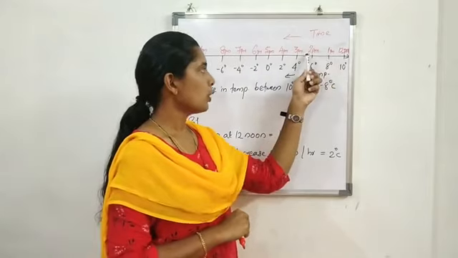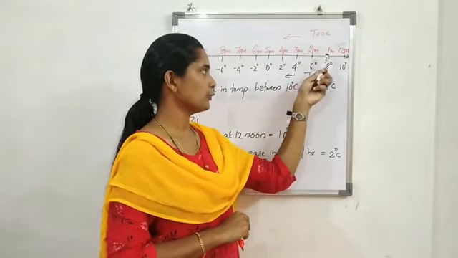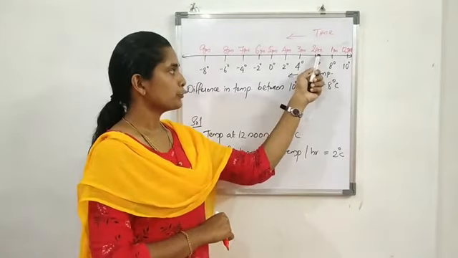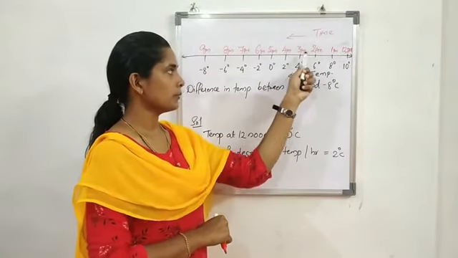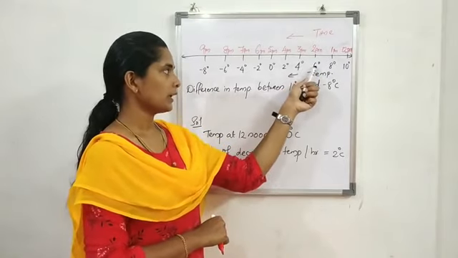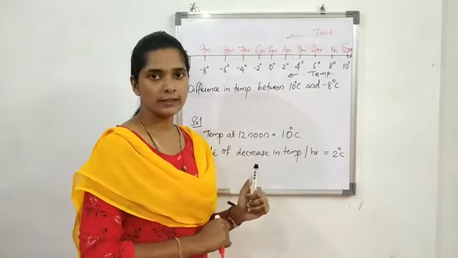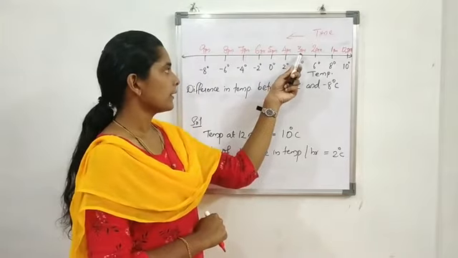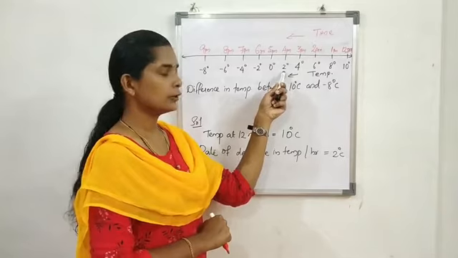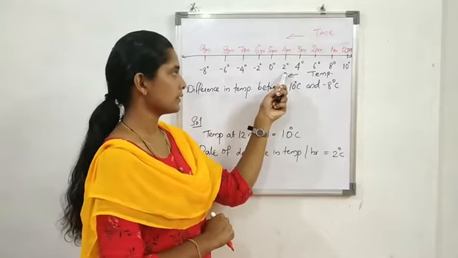Then 2 o'clock, the next 1 hour, again 2 degrees Celsius decreasing. After 1 hour, that means 3 p.m. Again 6 minus 2, 4 degrees the temperature. Next, 3 to 4, again decreasing, it is 4 minus 2, 2 degrees Celsius.